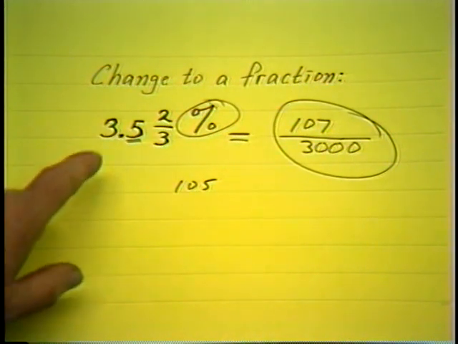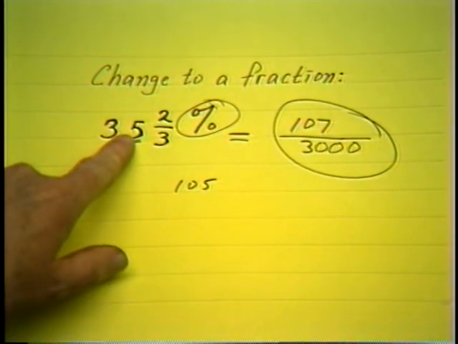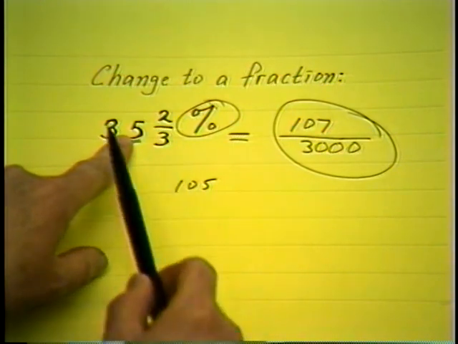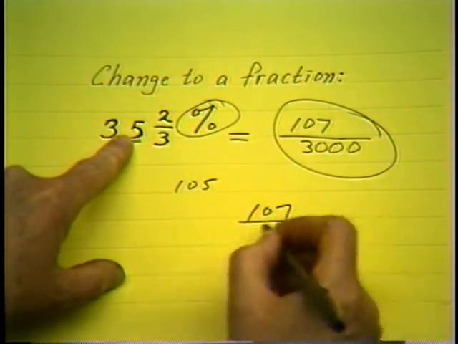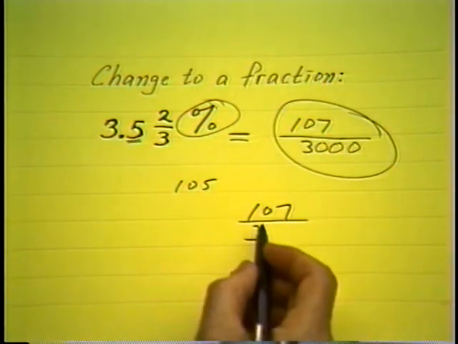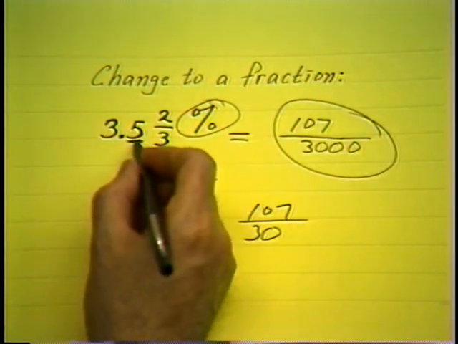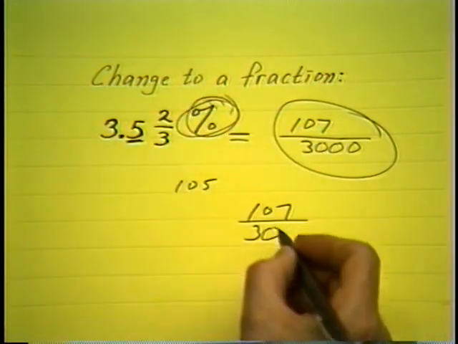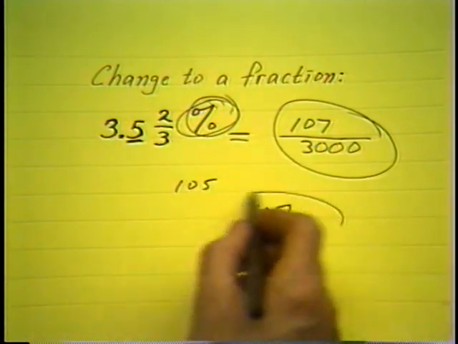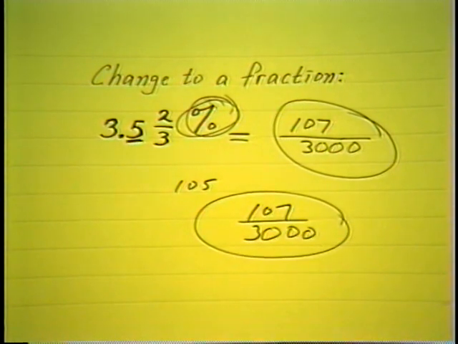Okay, once again, pretend like the decimal point isn't there, change to a fraction, which would be 107 thirds. A 1 and a 0 for each decimal place, 2 zeros for the percent, and you have your fractions, and then see if it can be reduced. A nice shortcut, very effective.